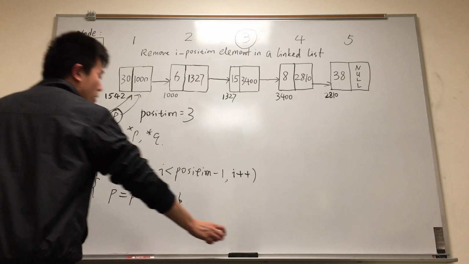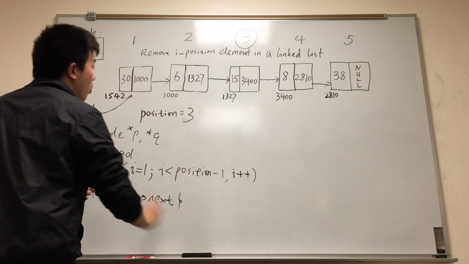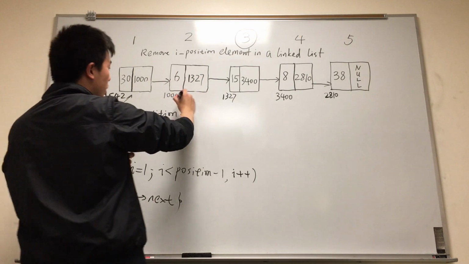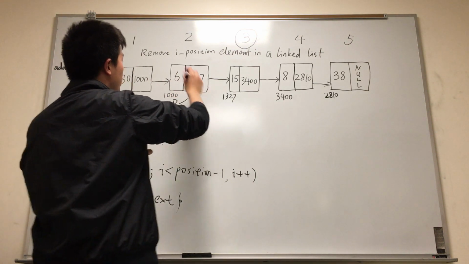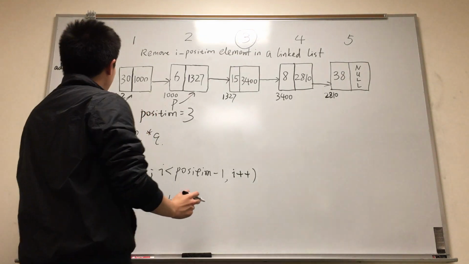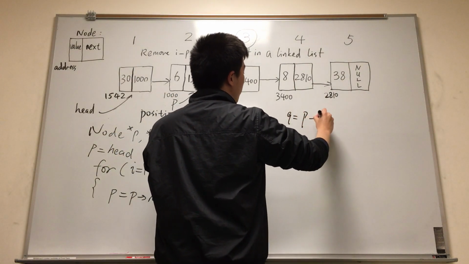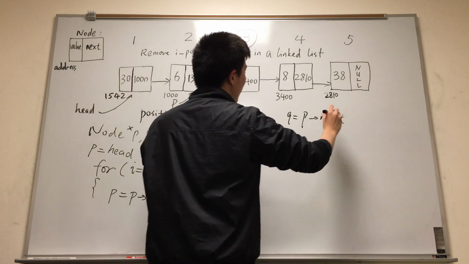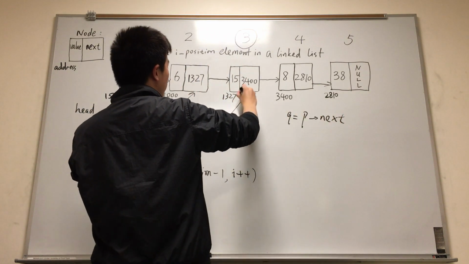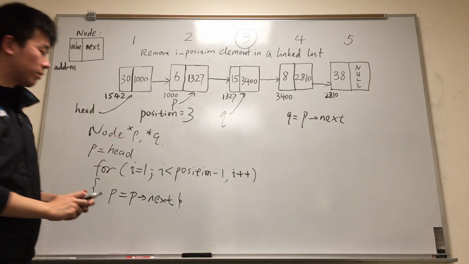After some iterations, we move P to the element one step before the element we want to remove. Here, P is pointing to the second element. Once we have P here, we can assign Q to the element that we want to remove. Here is P next. Now Q is pointing to the element we want to remove. Now we have P and Q set.